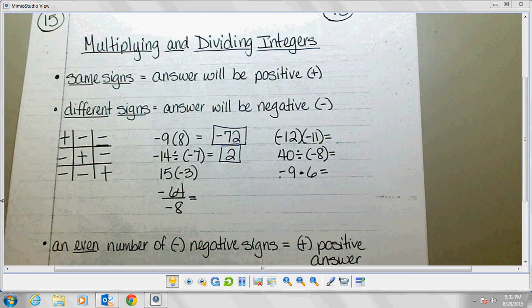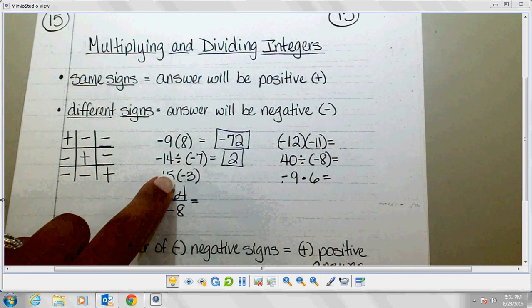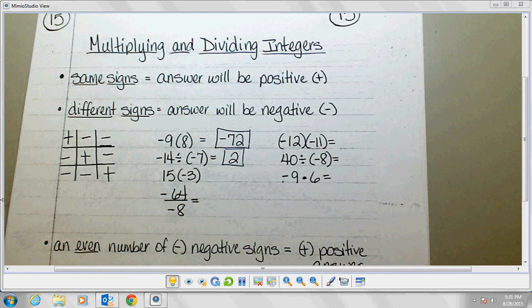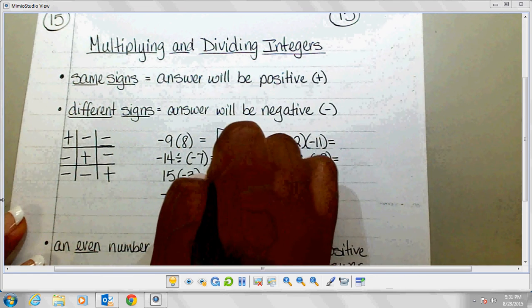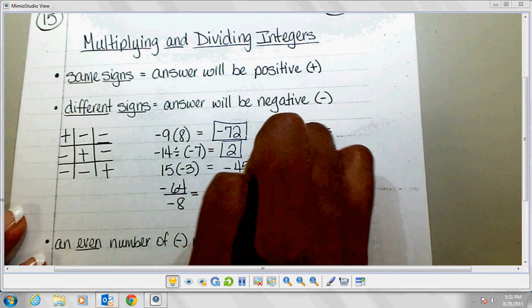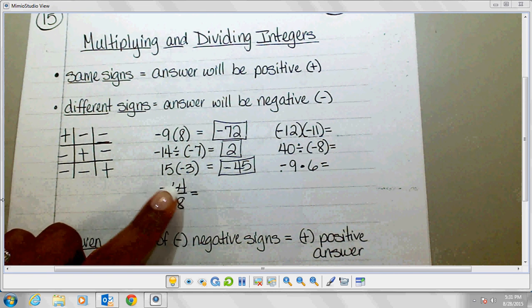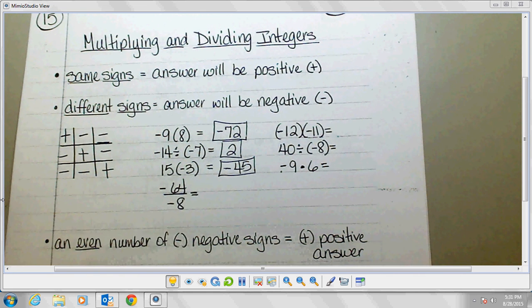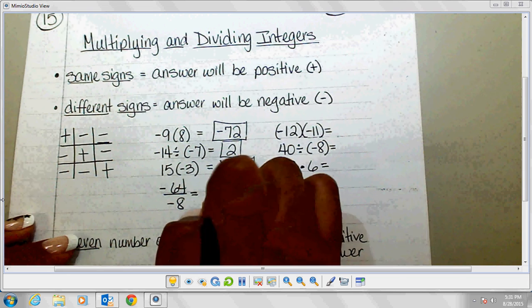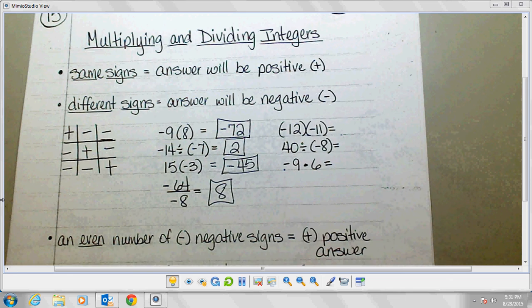Next example is 15 times -3. This -3 is inside the parentheses. There is no other sign in between here, so that means multiply. So the signs are different, so my answer is going to be negative. 15 times 3 is 45. So answer is -45. Okay, this example means divide because of the bar right here. So a negative divided by a negative is going to give me a positive answer. So answer is +8. Okay, you try these three yourself.